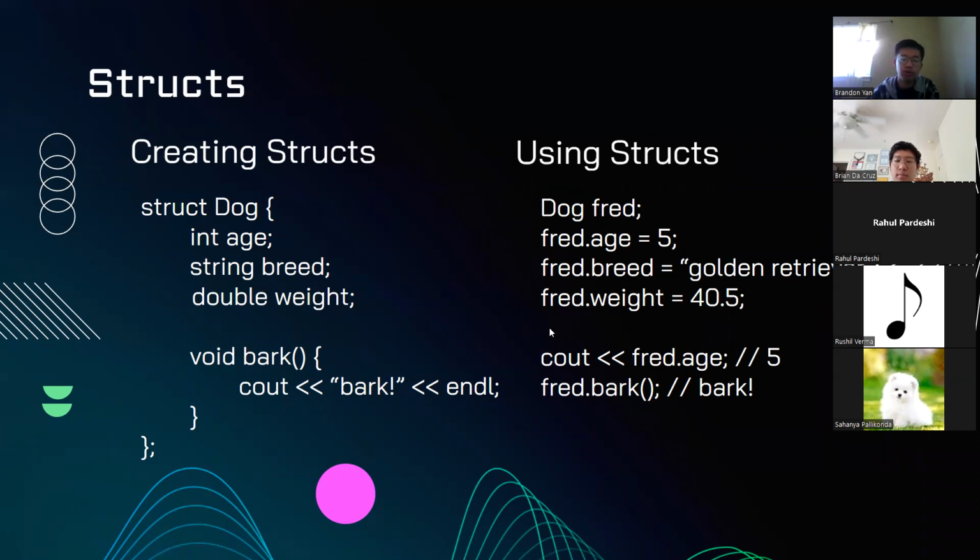That's fine. The reason we're allowed to do these assignments is because this is public, so from the main we're allowed to access it. So Fred.weight equals 40.5. Now if we cout Fred.age, we get 5. And then if we do Fred.bark, that also works because it's inside the public dog. So it's going to call the function and do what it does, which is cout bark, and it's going to print bark. So you can basically just create instances of your structs or your classes, just like you would with a normal variable.